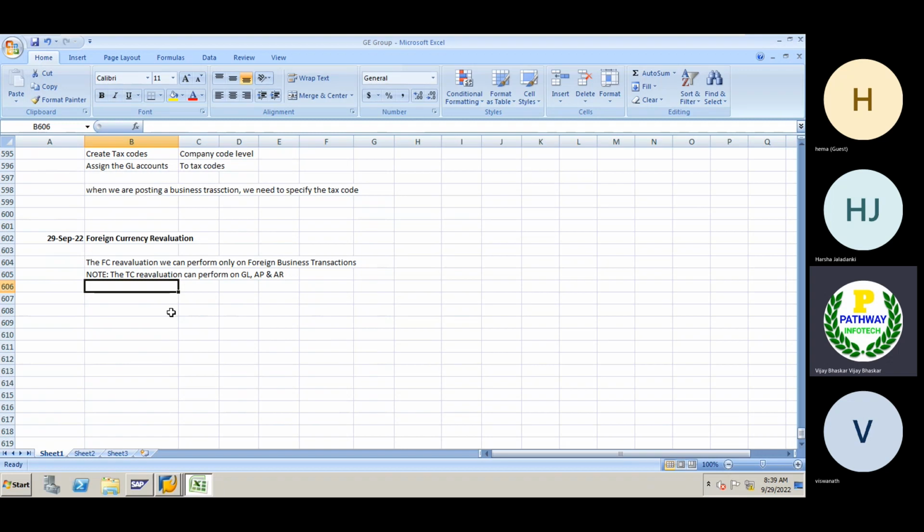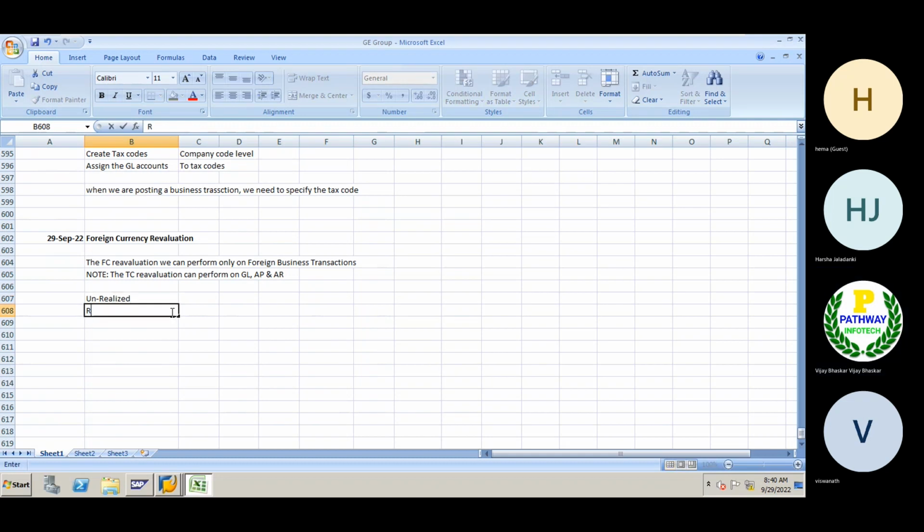Now, in this foreign currency revaluation, we have two concepts: one is unrealized, another is realized. We must understand them, whether it is an exchange gain or loss, whatever it may be. First, let us understand what is realized and what is unrealized. First, we will discuss unrealized, then realized.